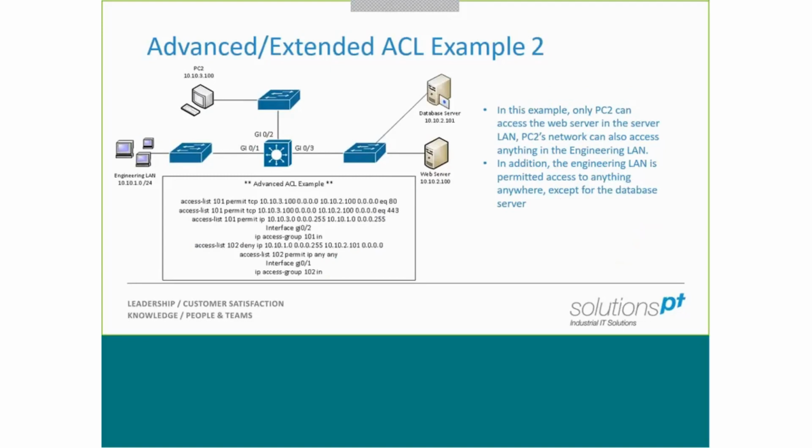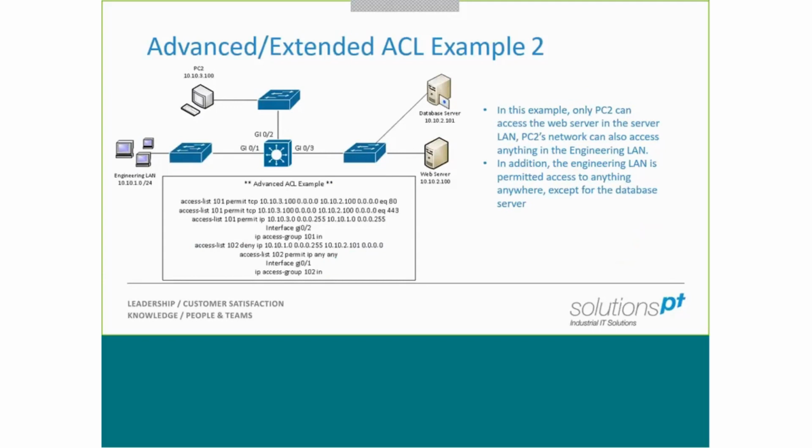So the only difference here, if we look at the first two rules at the top, are exactly the same as before. We're saying PC2 can talk to a web server. But we're also saying here that PC2 can also talk to the engineering LAN. So we want to allow PC2 to talk to web server, nothing else in the server LAN, but we also want to give it access to the engineering LAN. And maybe some devices on there it needs to talk to, that kind of thing.